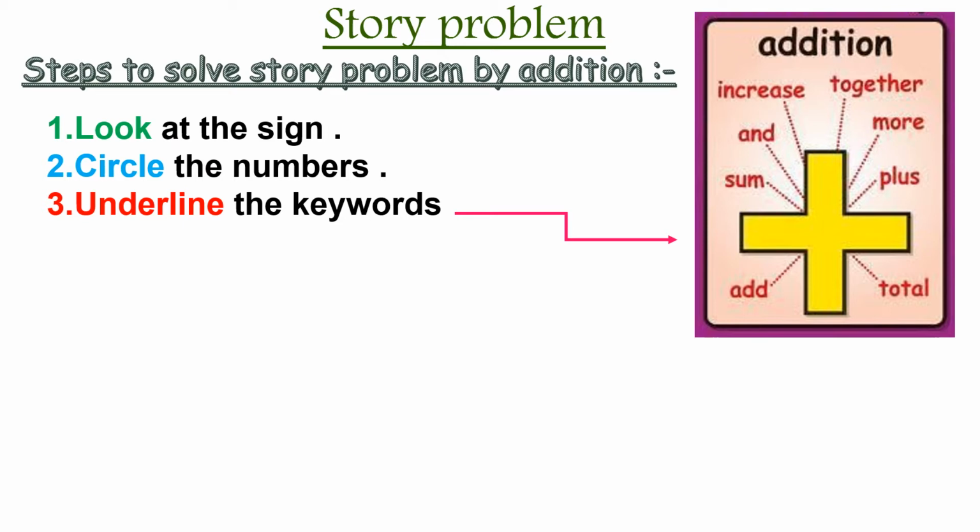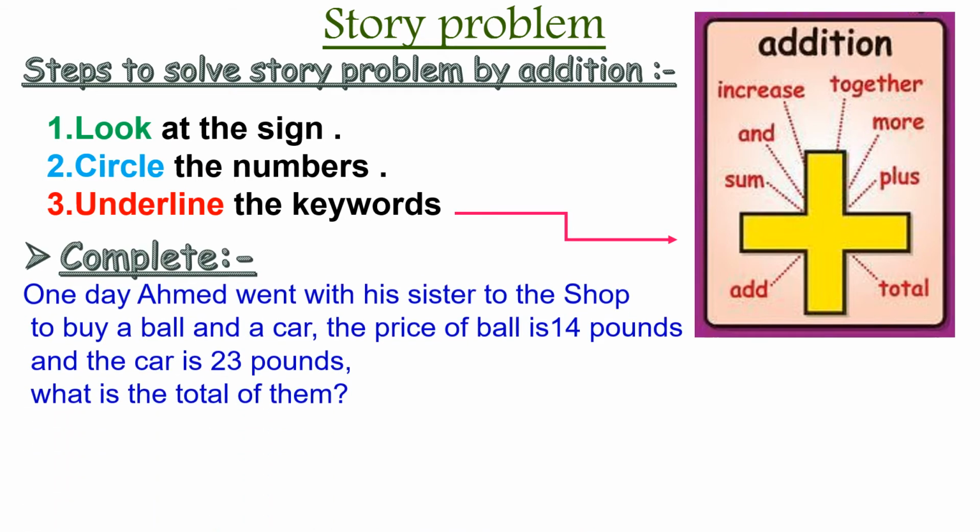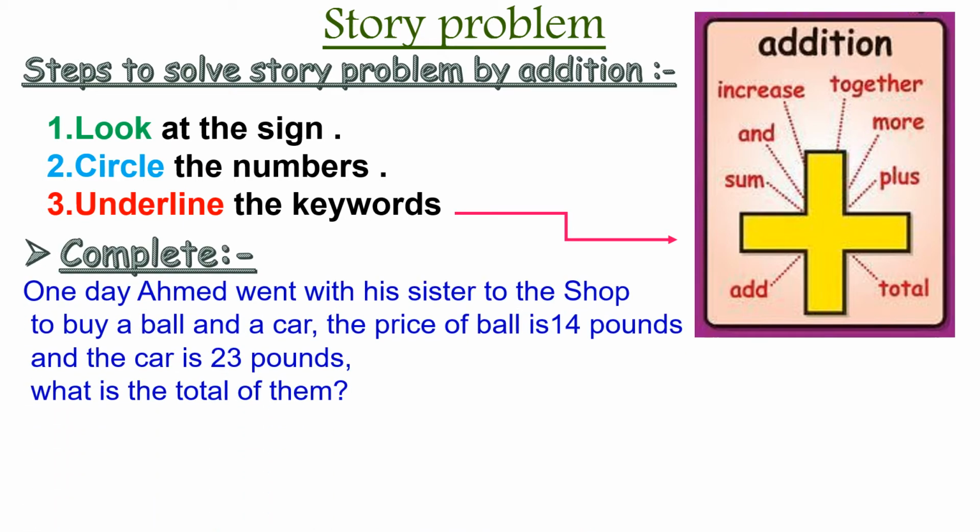Okay, let's complete that story problem. One day, Ahmed went with his sister to the shop to buy a ball and a car. The price of the ball is 14 pounds and the car is 23 pounds. The total of them is what?